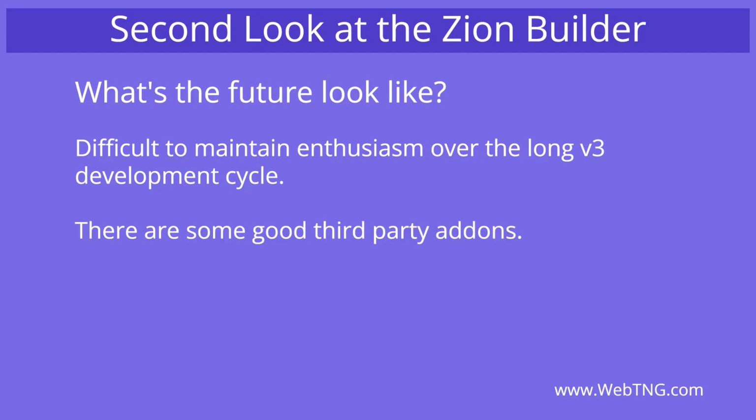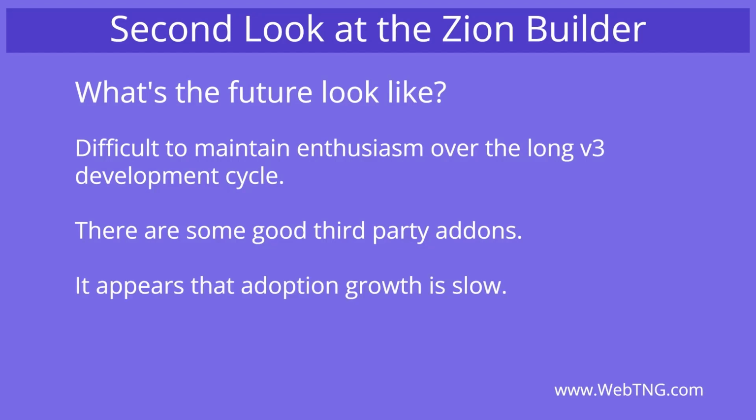On a positive note, there are 2 good add-on collections for the Zion Builder, Zion Extras and Z Ultimate. Both are from solid developers and nicely complement the features in the core and pro version of Zion Builder. The Zion Builder has grown from 500 plus active installs in July of 2021 to 2,000 plus now. 2,000 is a good number.